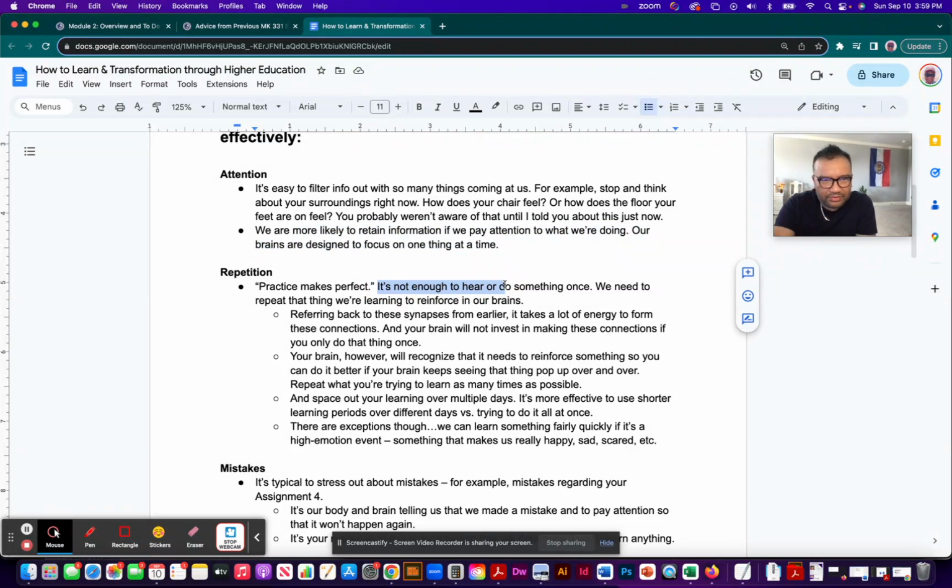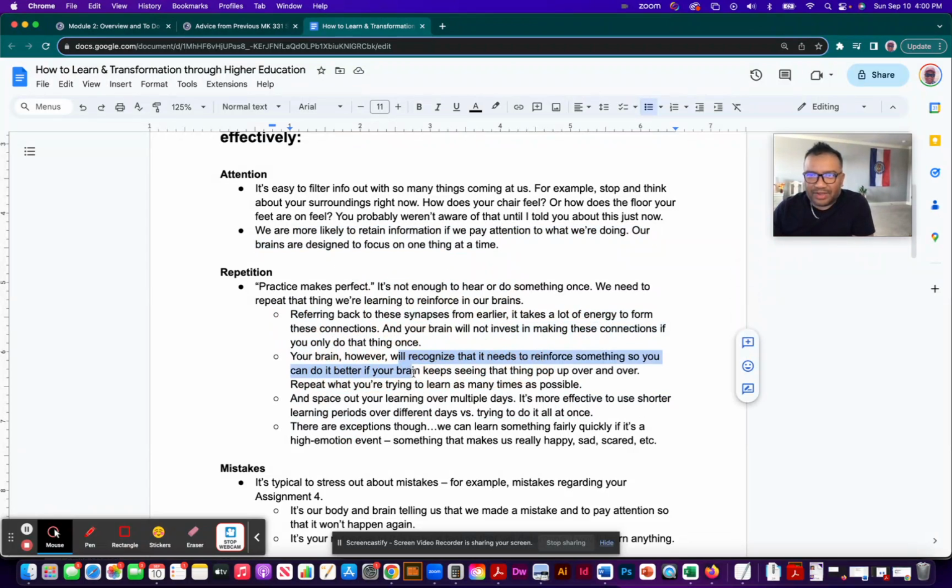And this is where I get into, briefly, the mechanics behind that. Referring back to these connections, synapses from earlier, it takes a lot of energy to form those connections in our brain physically. Your brain's not going to invest in making any connections if you only do something once, because your brain's like, well, it can't be that important. It only happened once. Your brain, however, will recognize that it needs to reinforce something so you can do it better if it keeps seeing that thing pop into your head over and over, like, oh, here we go again. We're learning about marketing again. I guess this is going to be important.